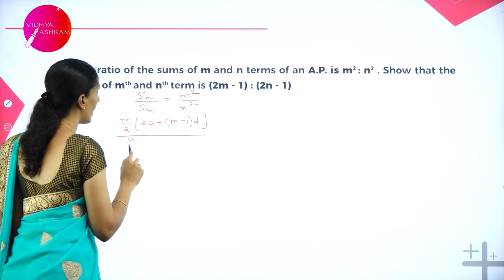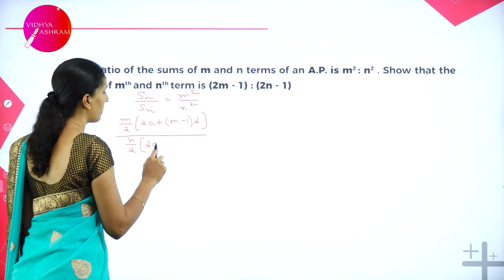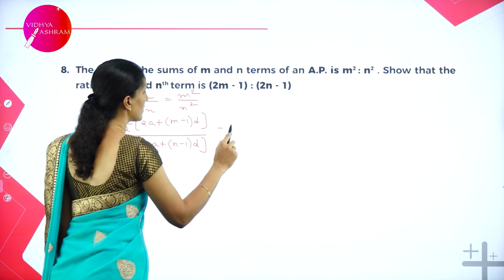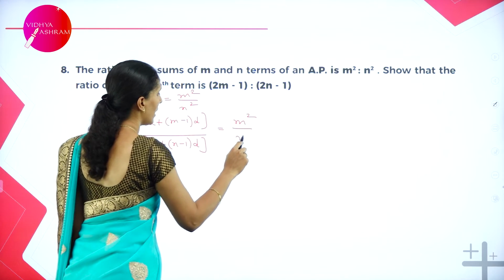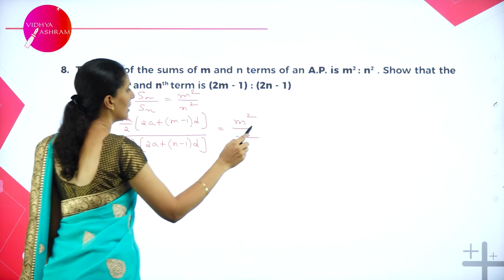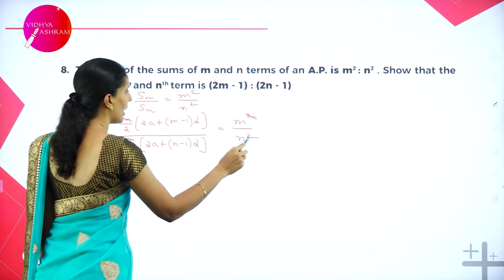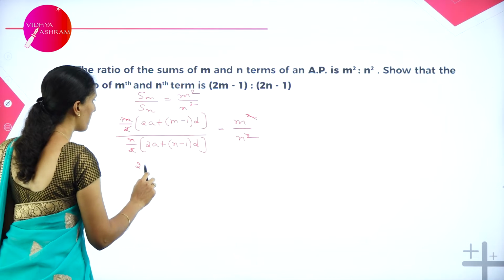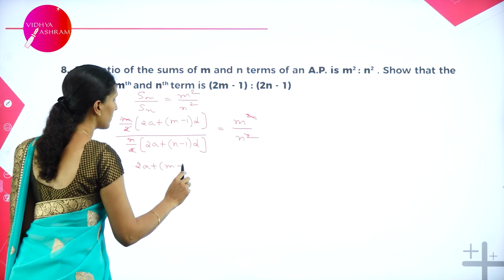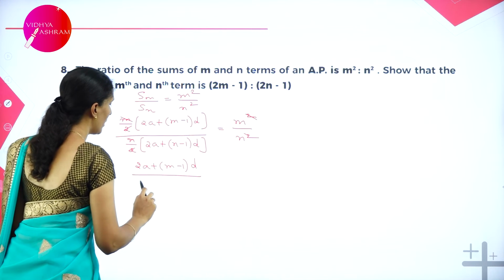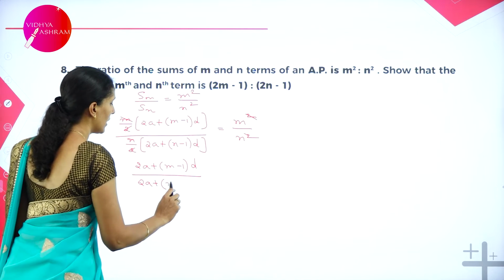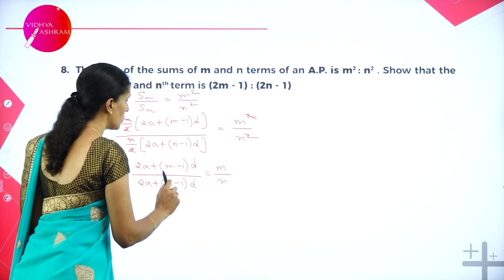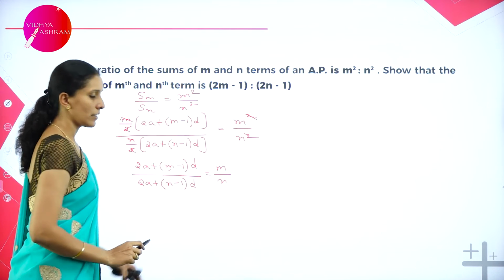Similarly here, n by 2 into 2a plus n minus 1 into d. This is equal to m square by n square. We can cancel m, n on both sides and 2 on both sides. Here we are left with 2a plus m minus 1 into d over 2a plus n minus 1 into d, which is equal to m by n.